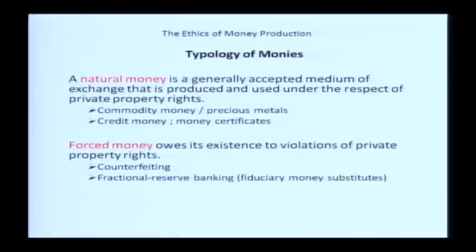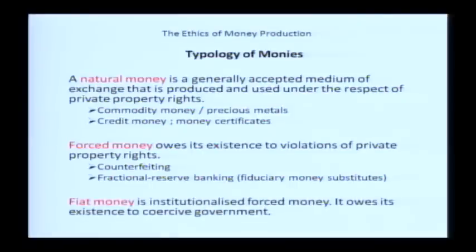And finally, we have fiat money, which is a particular type of forced money. And here the force is institutionalized. That's the difference. Forced money, if it's being created by private citizens, private counterfeiters, and so on, does not actually have a very big importance, right? Precisely because it's bad money that market participants try to get rid of. So it never actually turns into something that is generally accepted money, because sooner or later you detect the fraud and then you get rid of it. So it's only government coercion that can bring into existence and keep in existence a type of money that the market participants would not voluntarily accept. Okay. So this is fiat money. And it owes its existence to coercive governments.